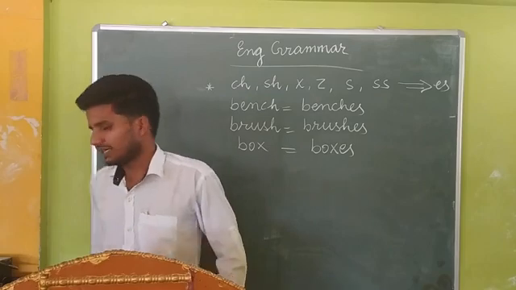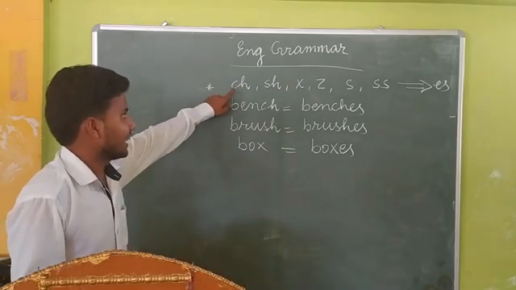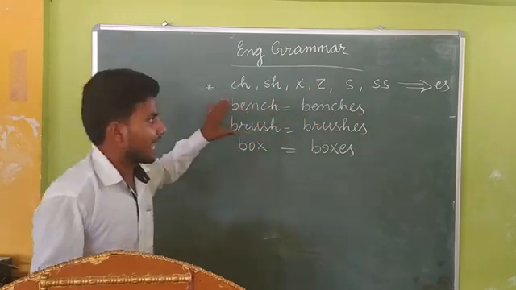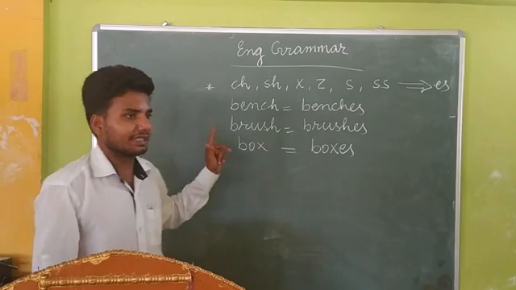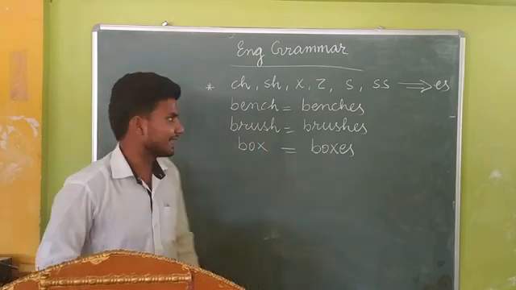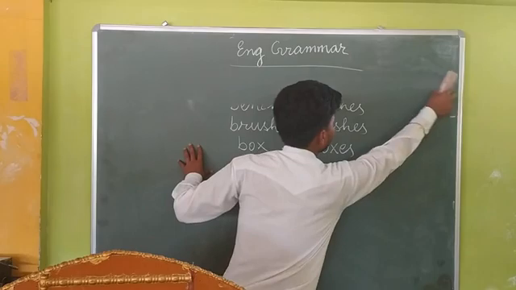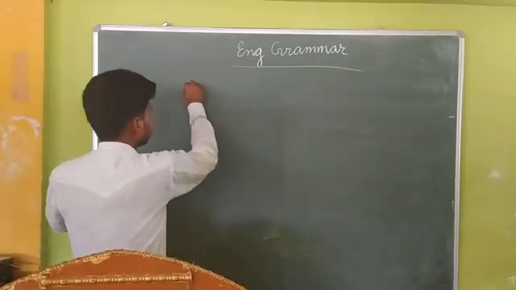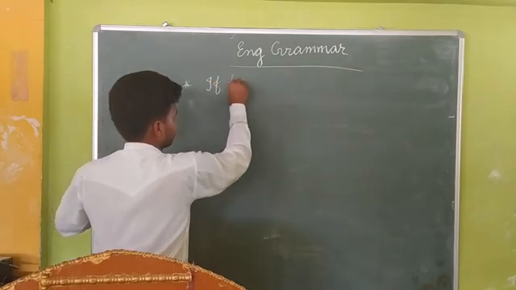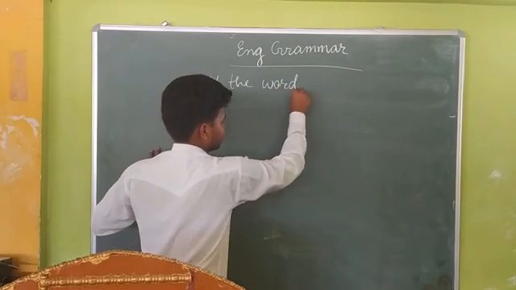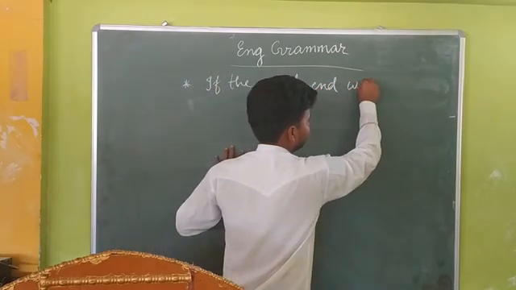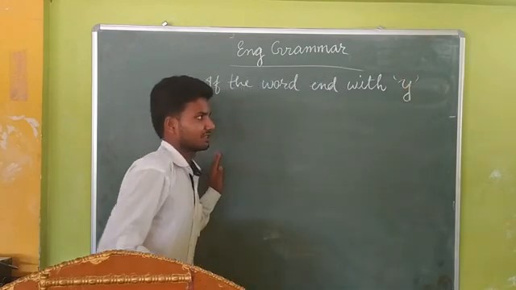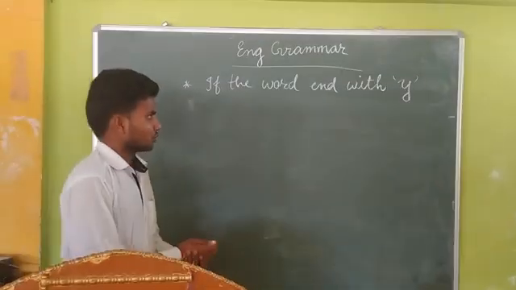Now the next condition is, once again I am making you recall, if the words end with ch, sh, x, z, s, double s, you will have to use es to make them plural. Students, the second condition is, if the word ends with y. Students, just give your full concentration here, because this rule is very important.